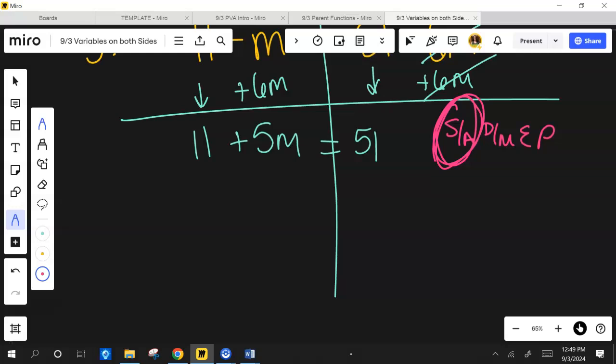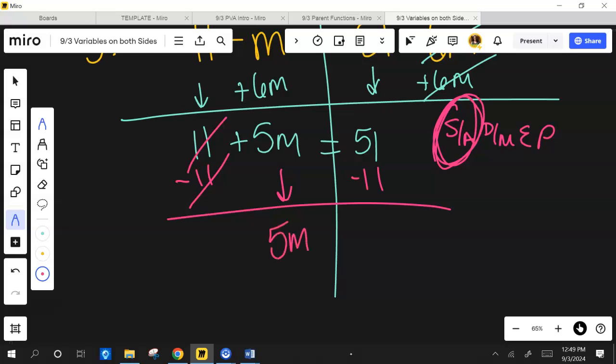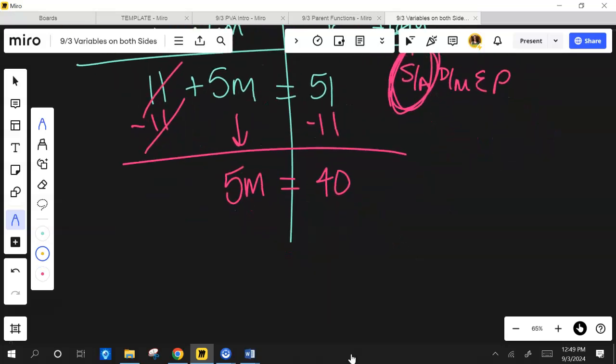11. What do I do with the 11? Uh-huh. If I minus it here, what does this side become? Those cross out. That drops down, yes. What's left on the right side? 40. That's exactly right. Now what do I do? Divide by what? 5. Because that's my multiplication division. What does m equal?